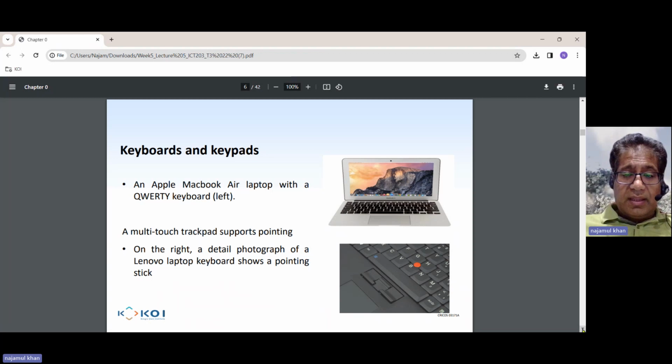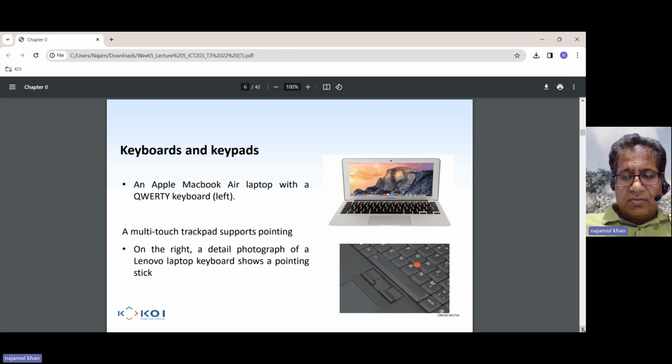Now, other than that, they're also showing a Lenovo machine, which looks like a laptop. The second picture shows a multi-touch trackpad that supports pointing, which is really good. Can you see the red one, just above the letter B? And on the right, a detailed photograph of a Lenovo laptop keyboard shows a pointing stick.